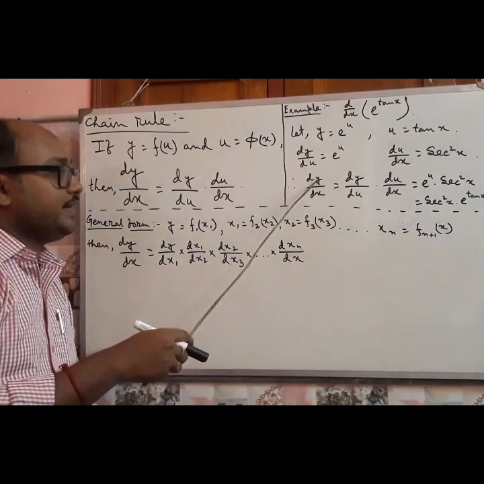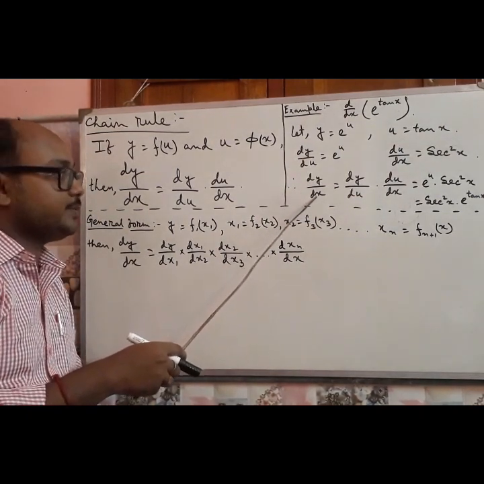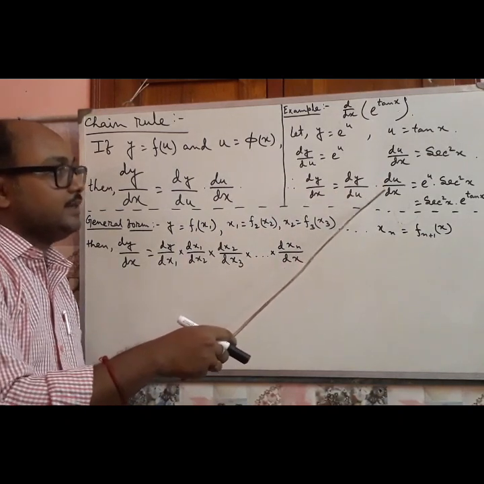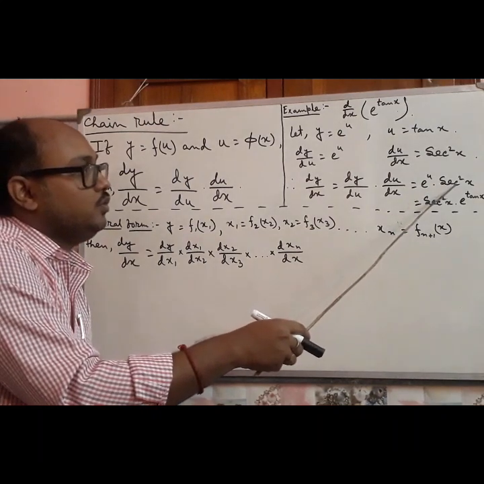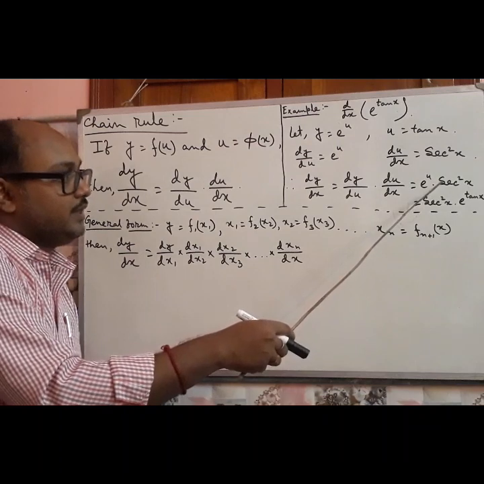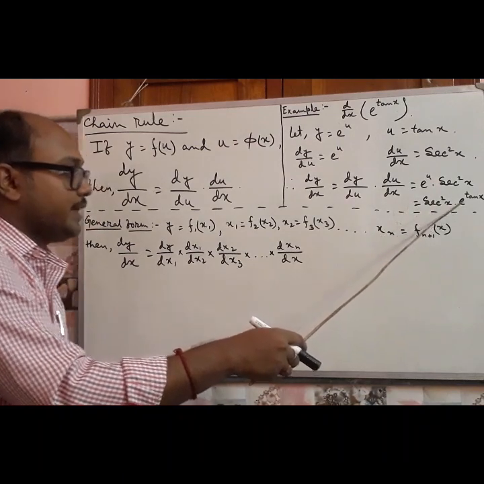Now dy/dx, the derivative of y with respect to x, that is dy/du into du/dx, that is e to the power u into sec square x. What is the value of u? Tan x. Putting it here, that is sec square x into e to the power tan x.